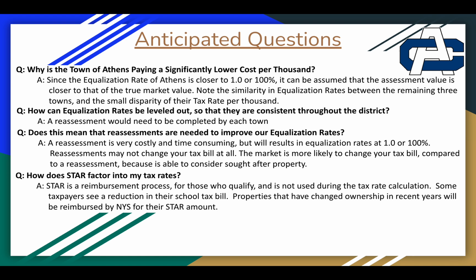The market is more likely to change your tax bill compared to a reassessment because it is able to consider sought-after property. In other words, numbers don't have feelings. Numbers cannot dictate what people want. The market can. For example, riverfront property is sought after. Numbers don't understand that. Market value does.